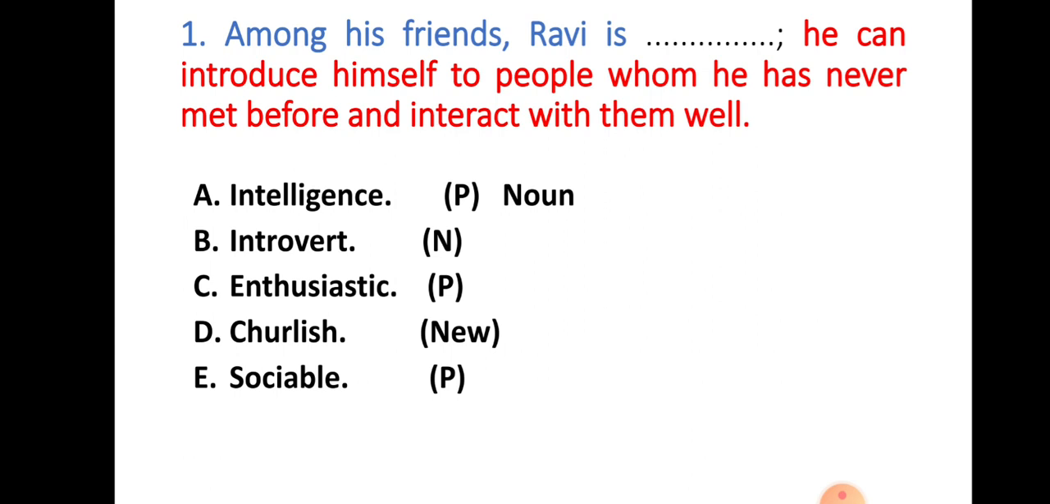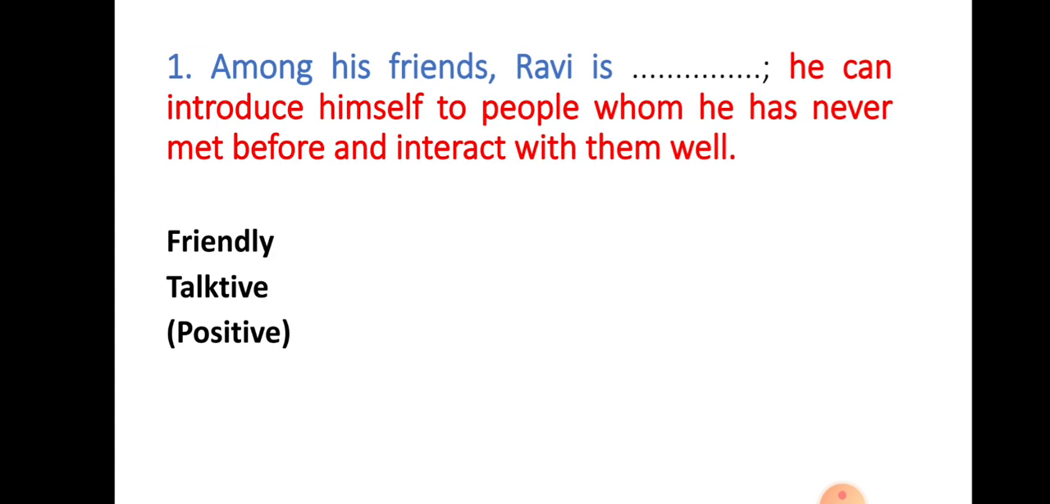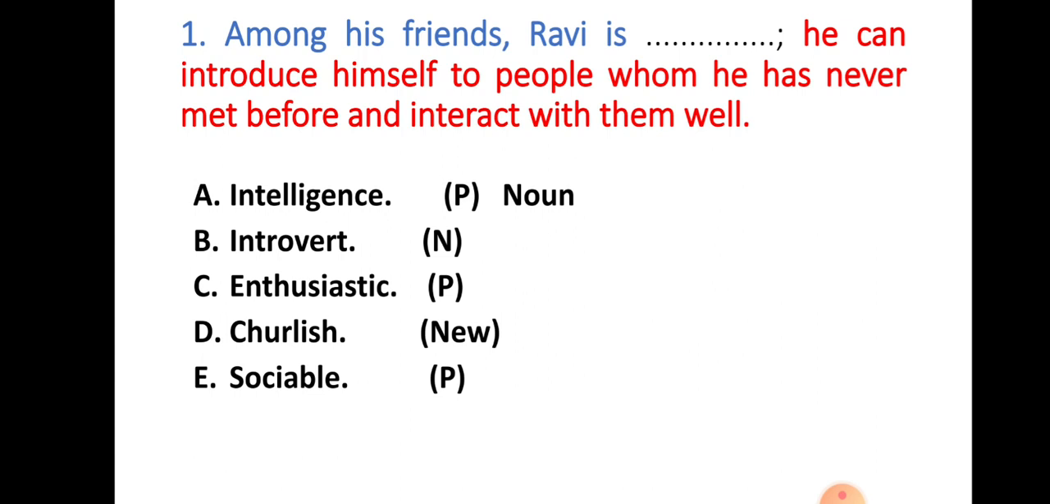So first I'll try to eliminate the options which are not adjectives. Option A is intelligence, and this is the only word that is a noun, so I have eliminated it. And then I told you to concentrate on the clue. I focused on the clue and I thought friendly and talkative, these are my own words, and I also understood that these two words have a positive context. So I am searching for an adjective which is positive in meaning. Now introvert is a synonym for reserved. Reserved nature is negative in tone, so you can eliminate introvert because you are searching for a positive word.